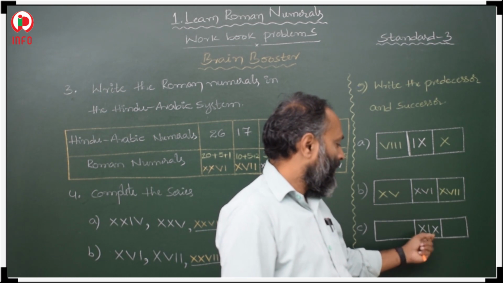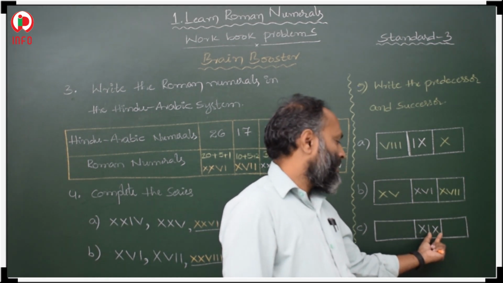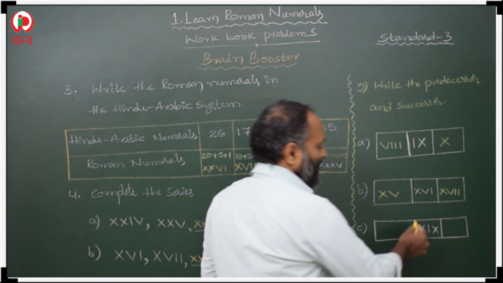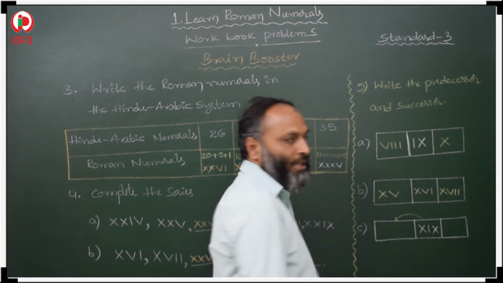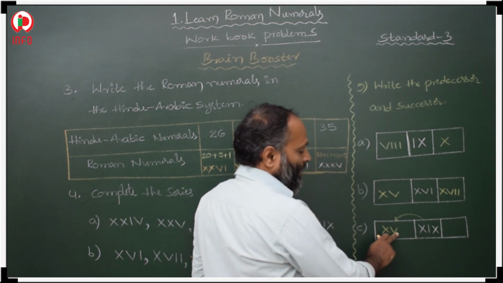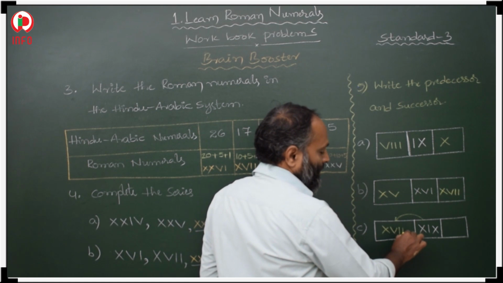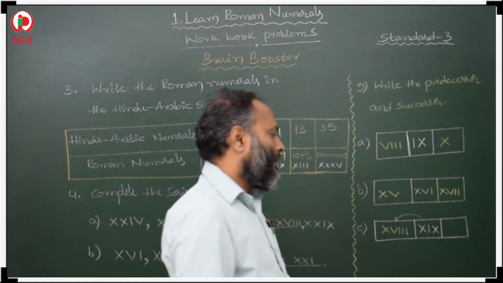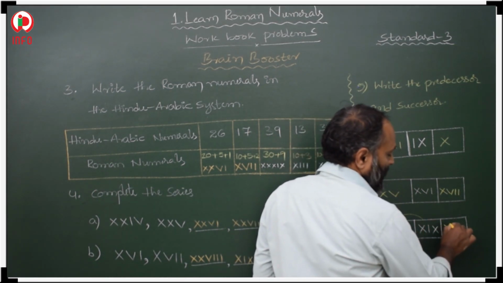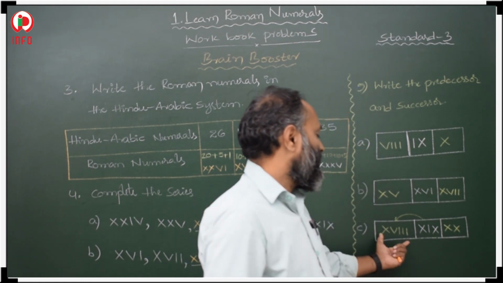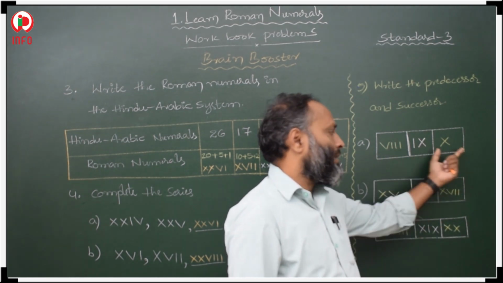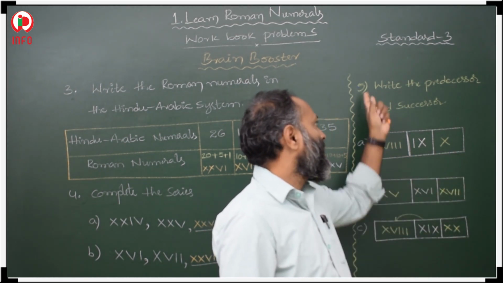Now here, X means 10, IX means 9. 10 plus 9, 19. The predecessor of 19 is 18. 18 means XVIII. X means 10, V means 5. 10 plus 5, 15, 16, 17, 18. Then XIX, this is 19. Now 20, 10 plus 10, that is X and X. This is the predecessor, this is the successor. So we have to write predecessors and successors in the fifth question.